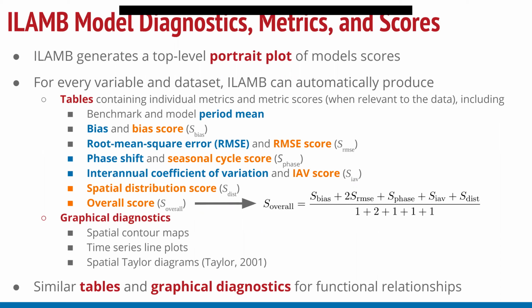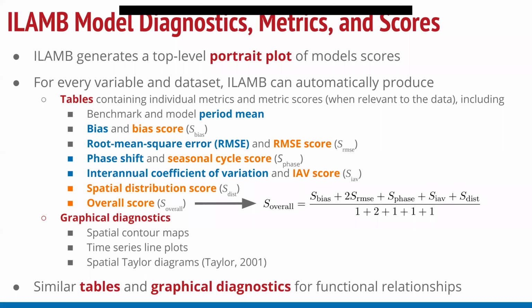And then the overall model score for a given data set and variable is computed as the average of all of these individual scores while weighting the RMSE score twice. In addition, ILAMB produces graphical diagnostics, including spatial contour maps, time series line plots, and spatial Taylor diagrams. Similar tables and graphical diagnostics are generated for functional relationships in addition to individual variables themselves.